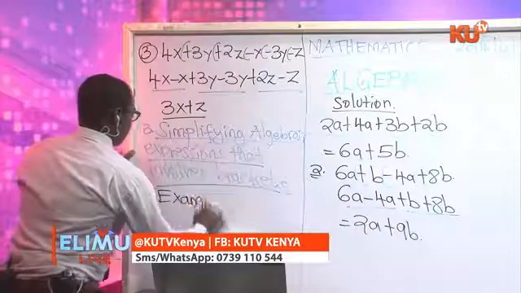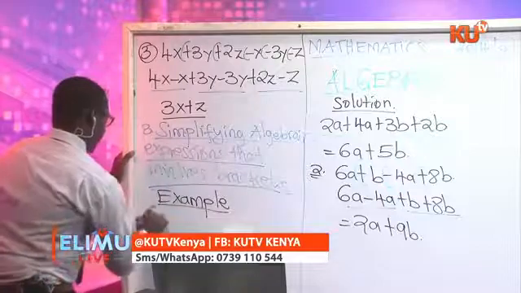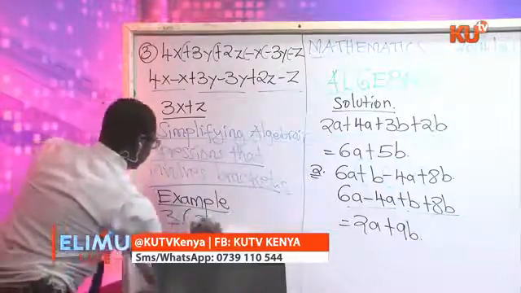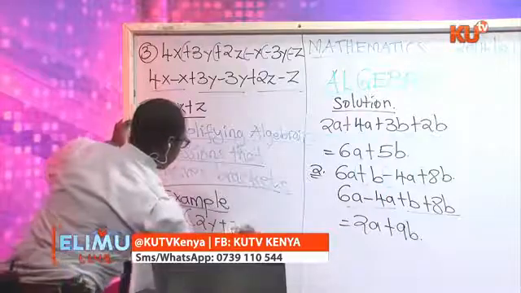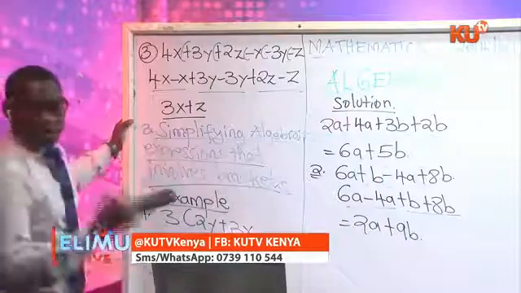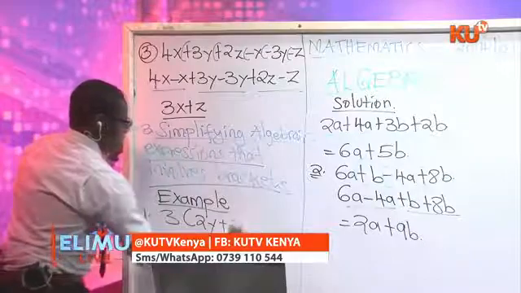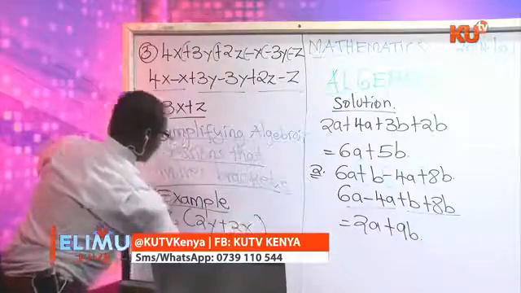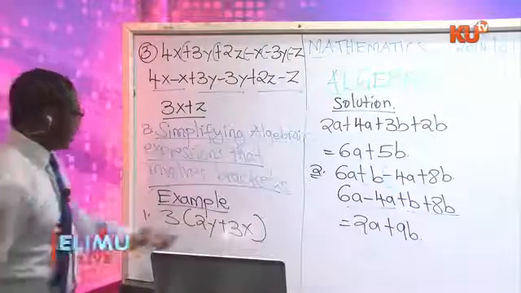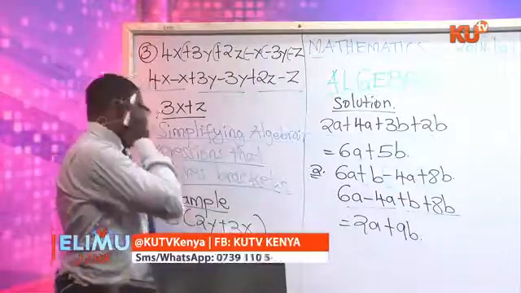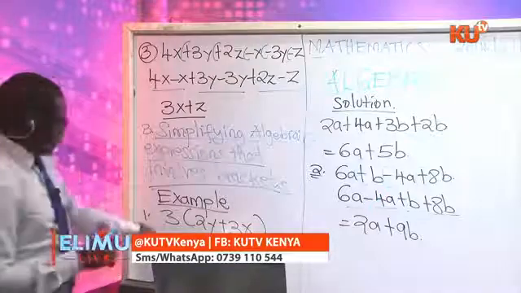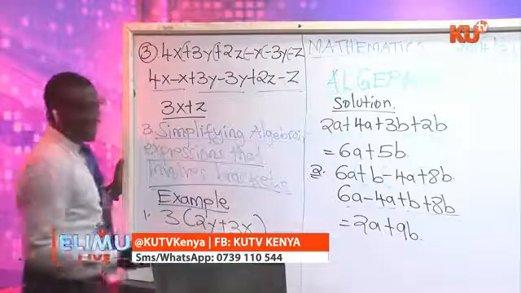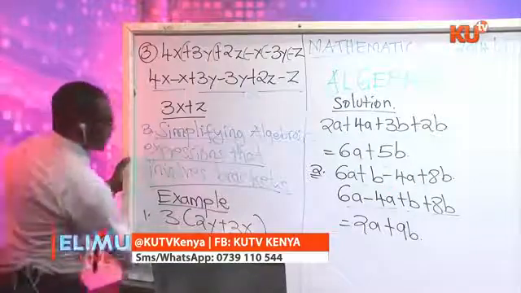Example to that. So we can have the first example as 3 into brackets 2y plus 3x. Now, BODMAS says you solve what is in the brackets first. When you look in our brackets, we have 2y and 3x. We cannot solve 2y and 3x. Therefore, we open up the brackets.